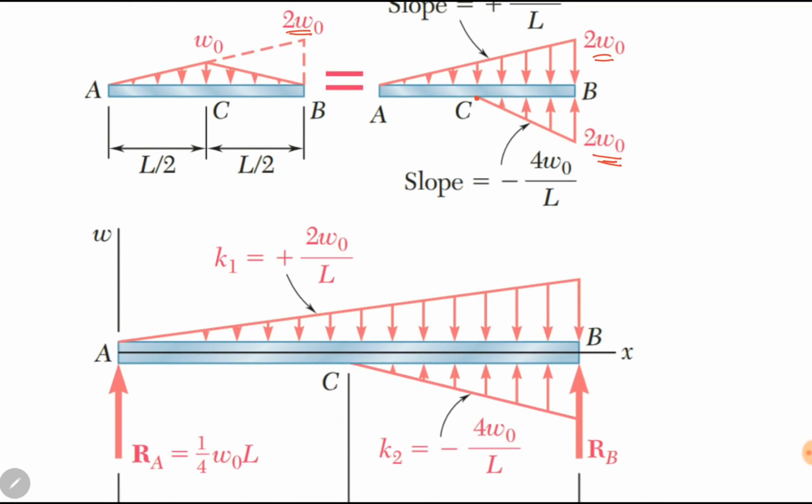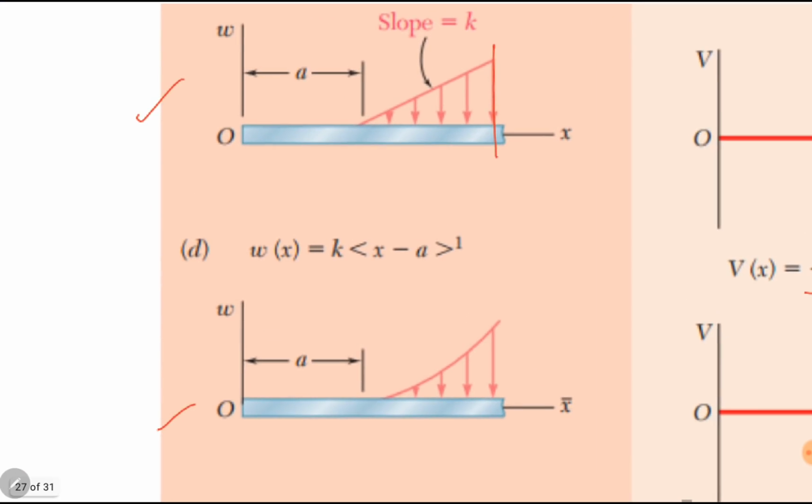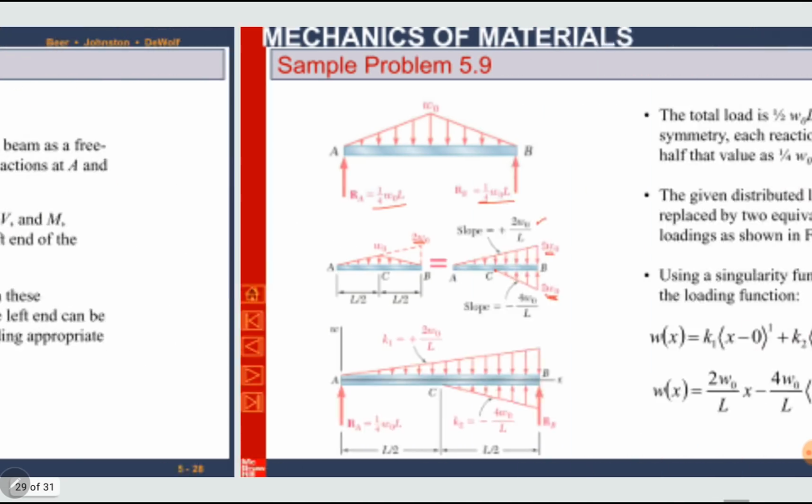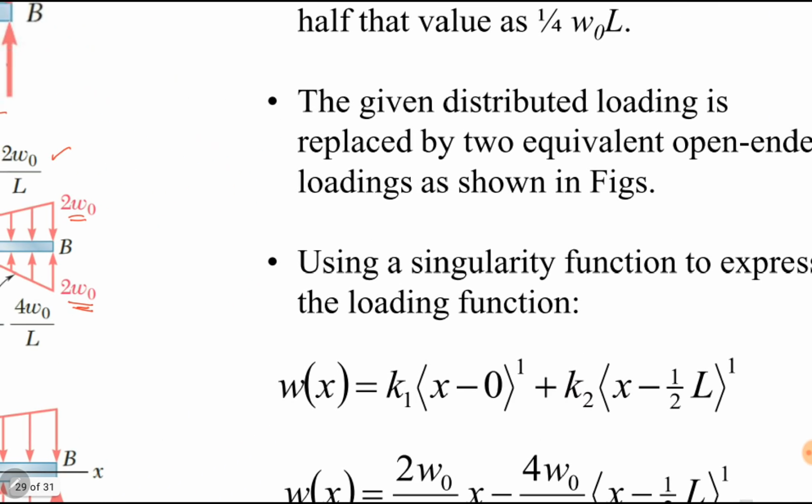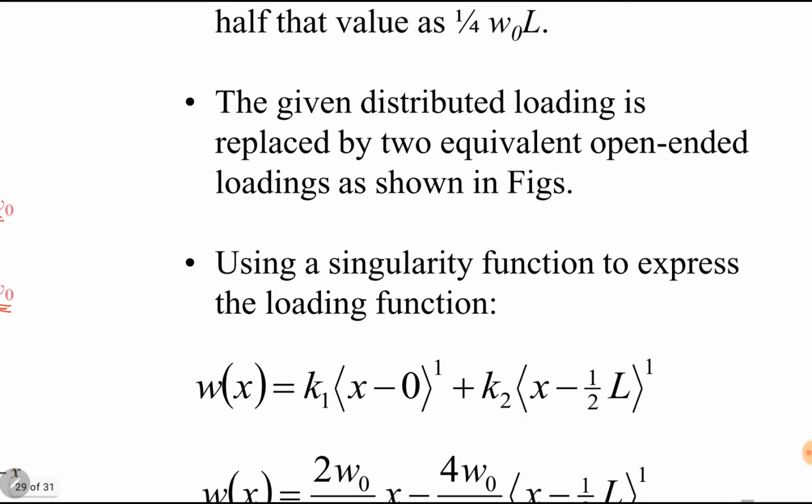Here are the two triangles. First, we will write load function for these two triangles. It has not been asked from us in the statement, but I am writing it here, the load function. The load function is this one, k into x minus a power 1. Remember that this is for positive slope k. Here we have k1 into x minus 0 power 1 plus k2 into x minus L by 2 power 1.